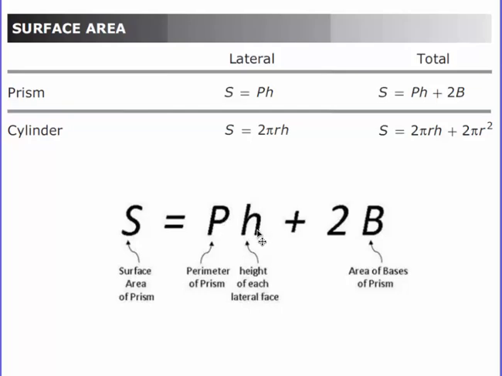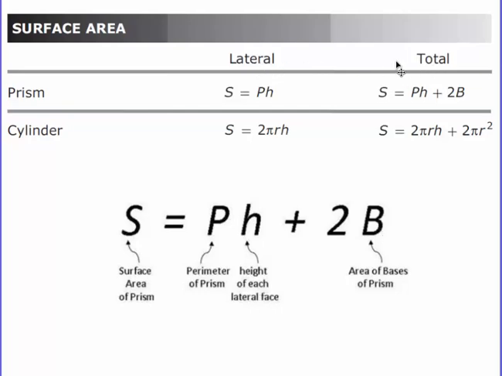The H is the height of the shape or the figure. Now this height is going to be the distance between the two bases. That's what we need to understand, the distance between the two bases. And then again, the capital B stands for, just like when we dealt with volume, the area of the base.